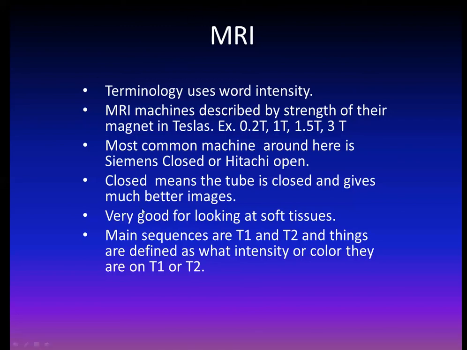In general, MRI is good for looking at soft tissues, and again, we kind of talked about this a little bit. The two main sequences with MRI are T1 and T2, and that's really the relaxation time of the protons after they're hit with magnetic wave, and so we're talking about the relaxation on T1 or T2.